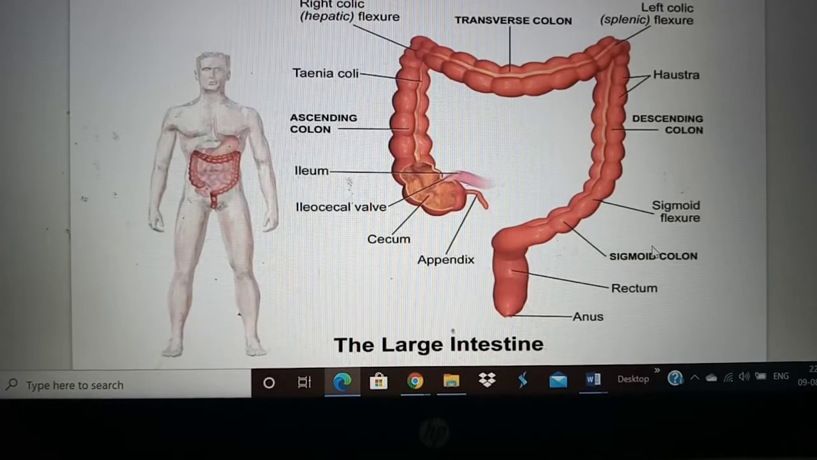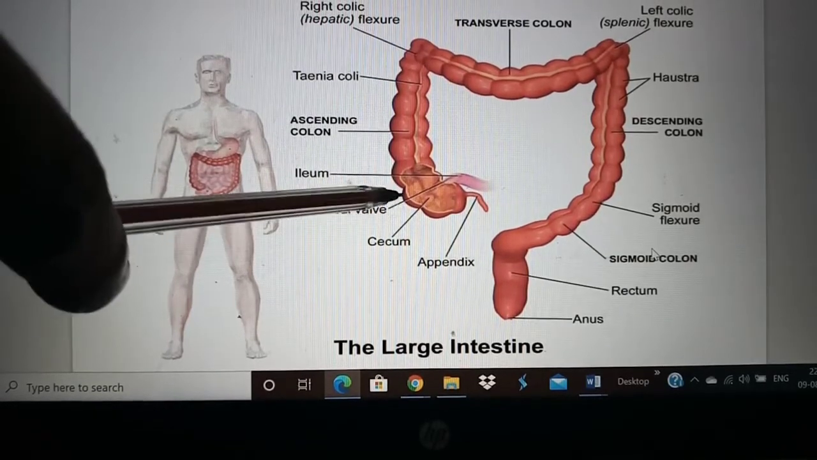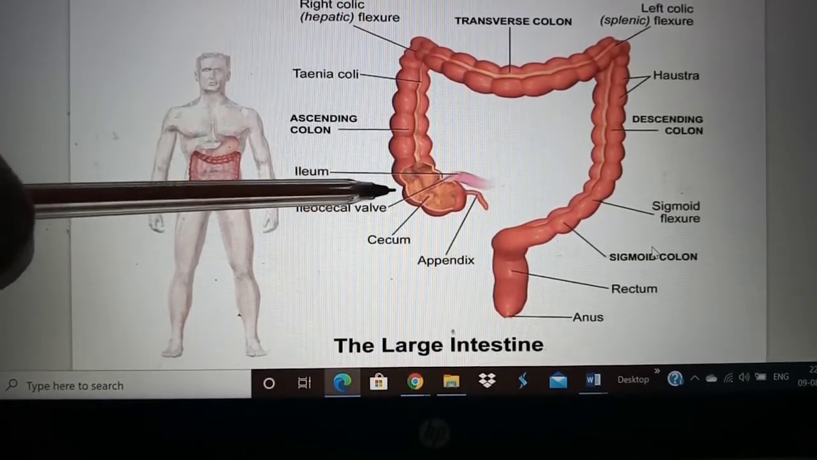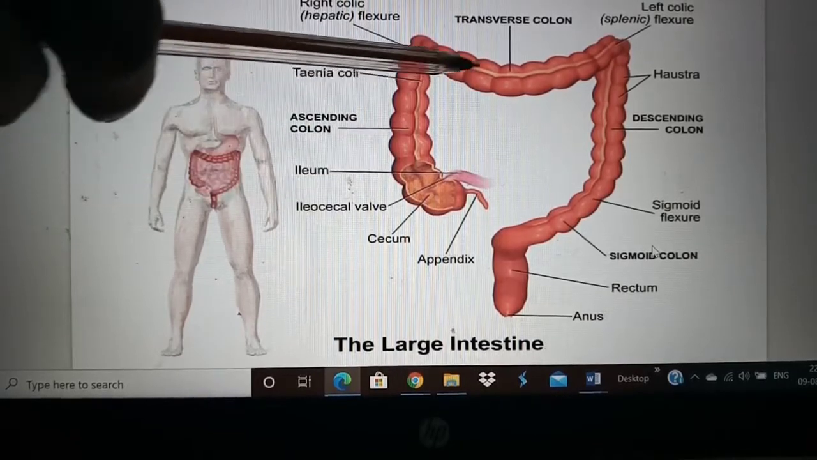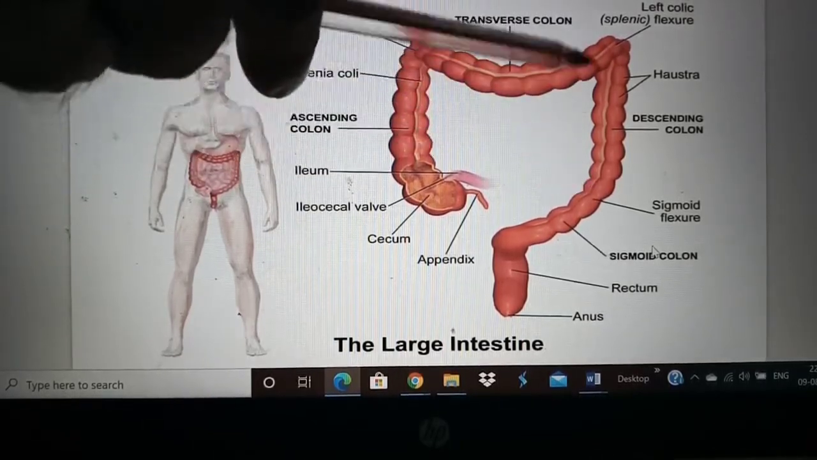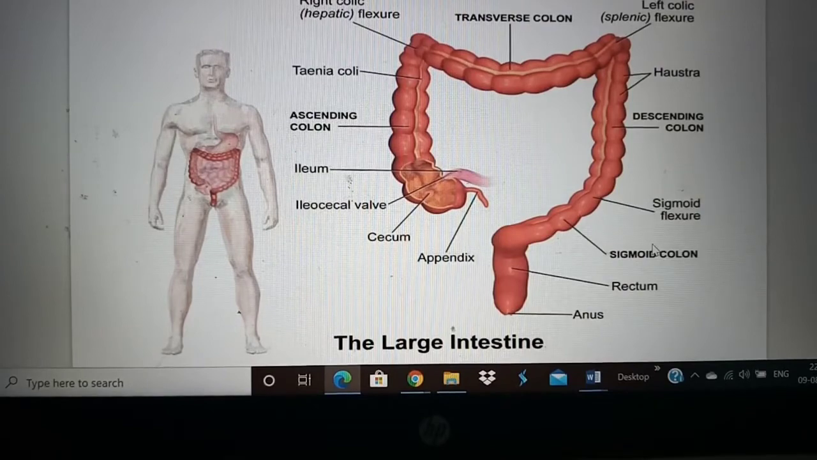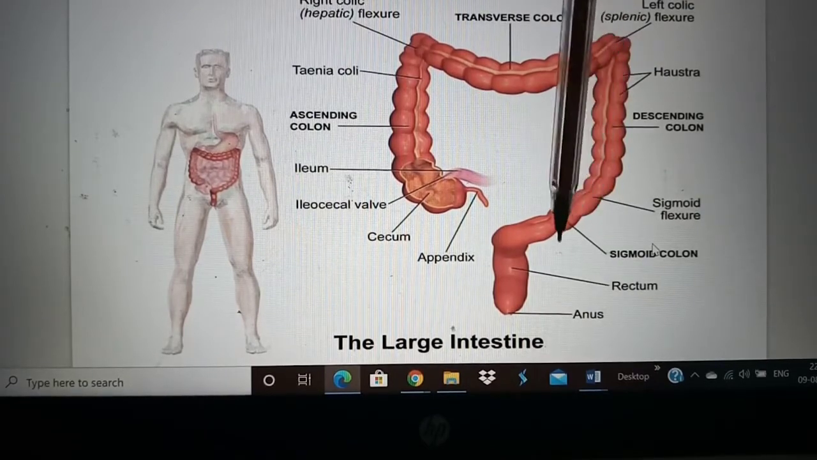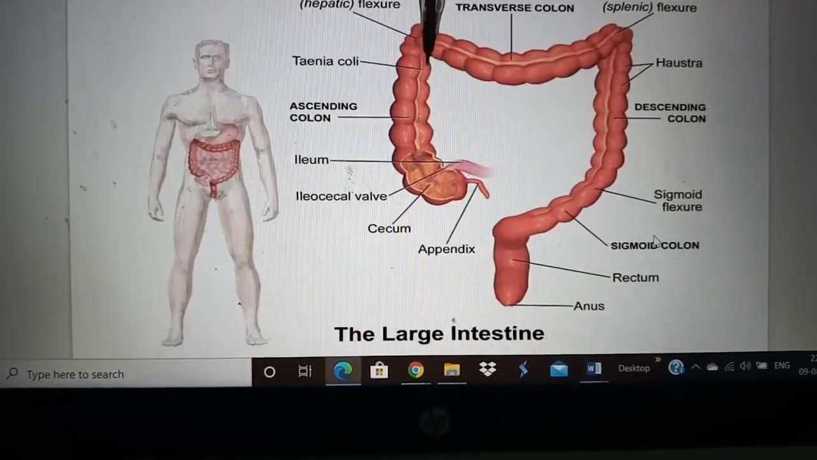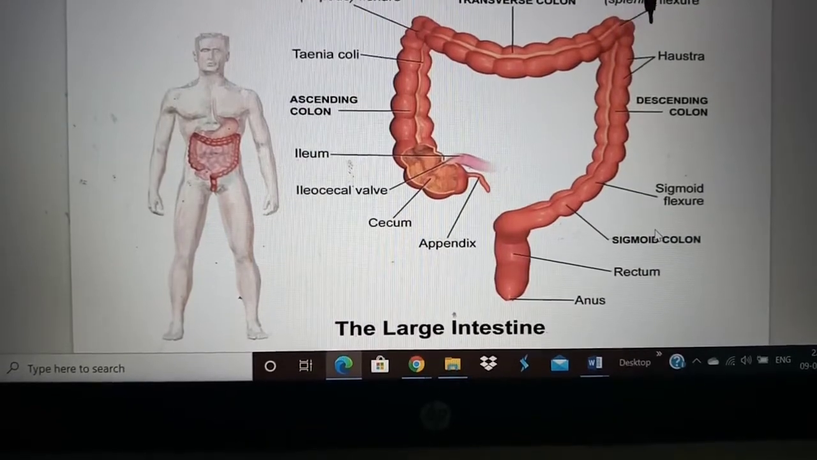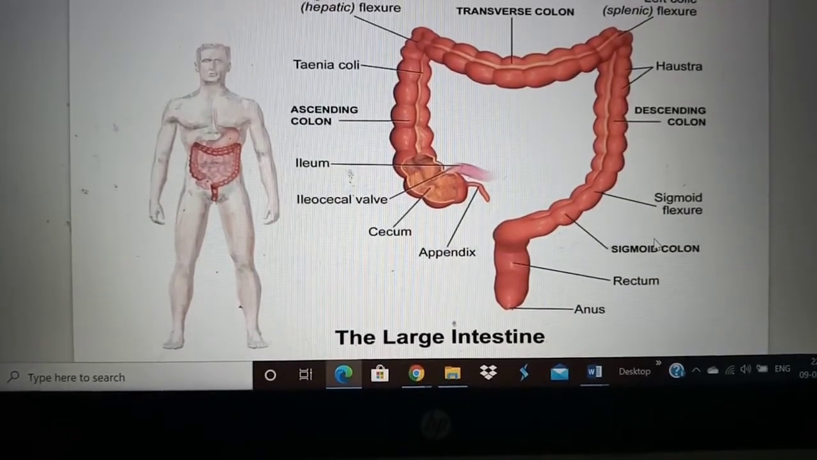Now the open end of the cecum merges with a long tube called the colon, which is divided into the ascending colon, transverse colon, descending colon and the sigmoid colon. Both the ascending and the descending colon are retroperitoneal. That means they are posteriorly placed, whereas the transverse and the sigmoid colon are not like that.